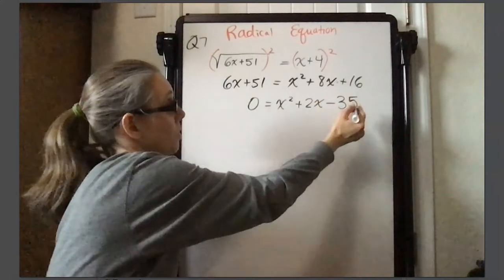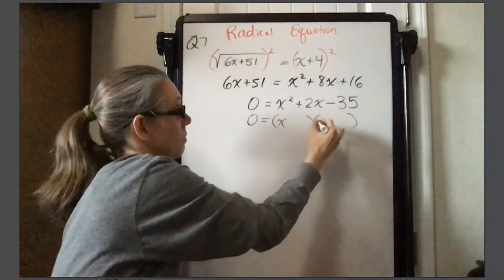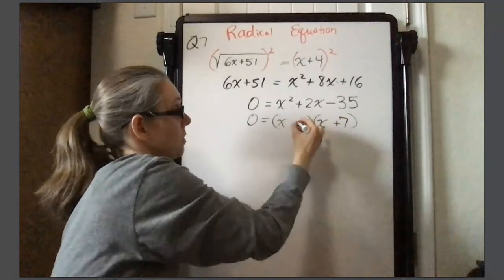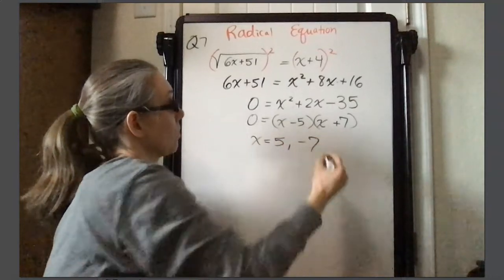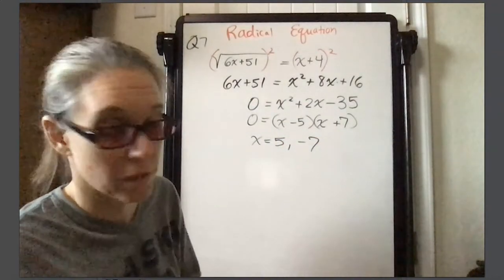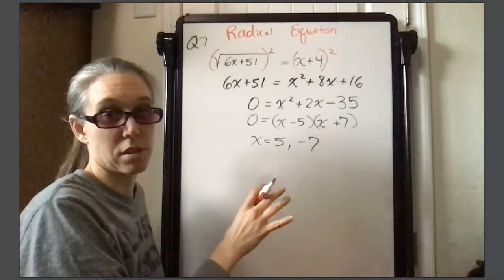So we need two factors of 35 that differ by 2. We have a positive 7 and a negative 5, so x is equal to positive 5 or negative 7. Now we absolutely have to plug these in and check them, okay? We don't want an extraneous solution. So let's first plug in 5.